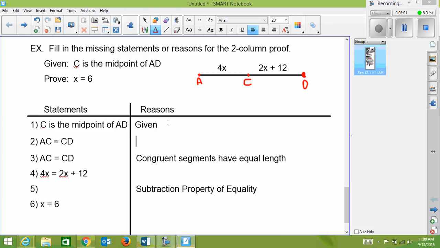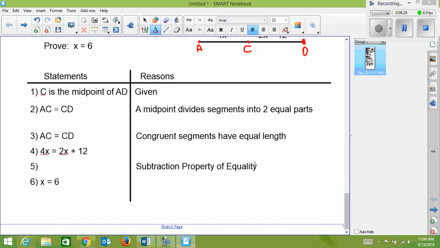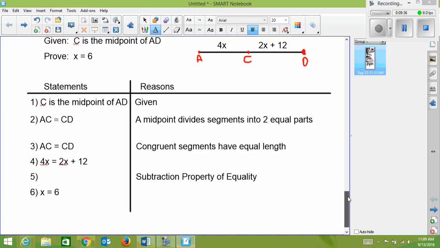What postulate, rule, property, statement, how can I prove that? I know it because a midpoint divides segments into two equal parts. That's how I know it. That is my reason for it, my justification for saying that AC is congruent to CD. The next part is all done for you, but look at what it says. It says AC equals CD.